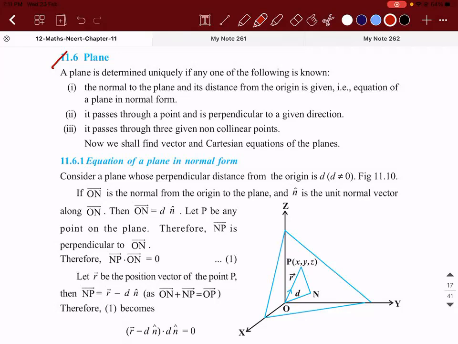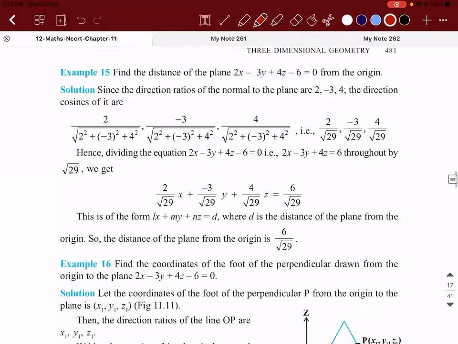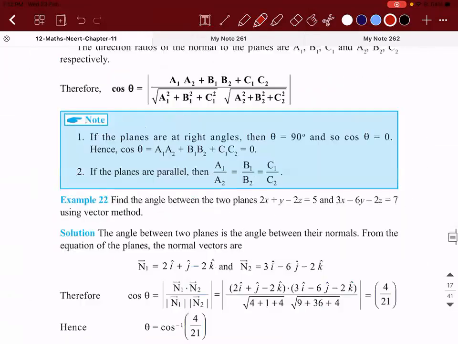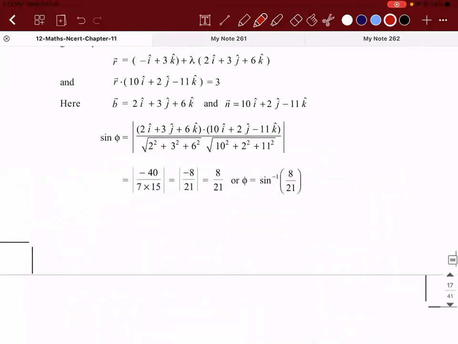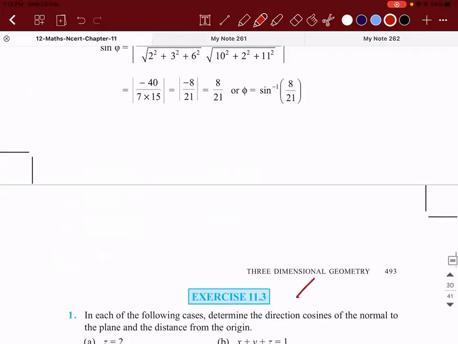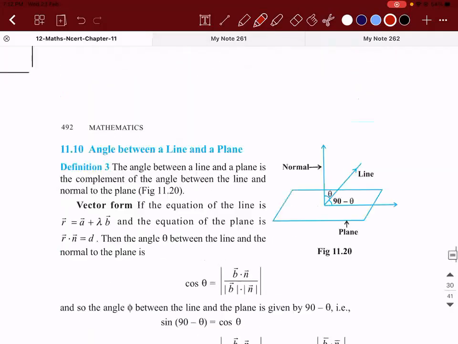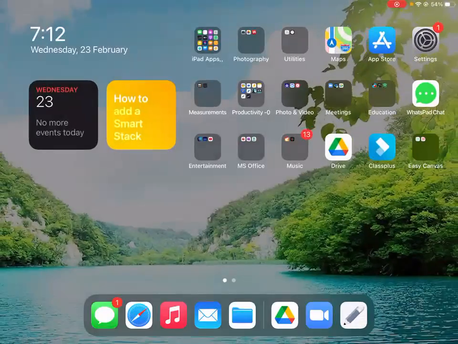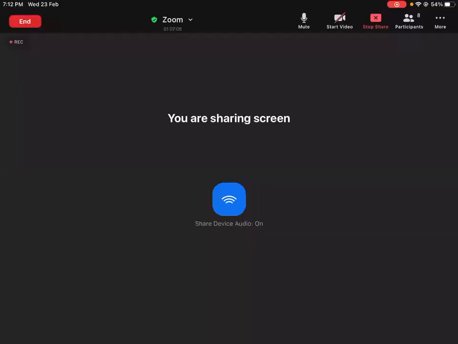So tomorrow we'll have a class at 5, and we'll have a 1-hour session where I'll complete the plane part as well. Just give me a second. 11 points. So tomorrow we'll be done with this chapter. Okay. Any other doubt? No.